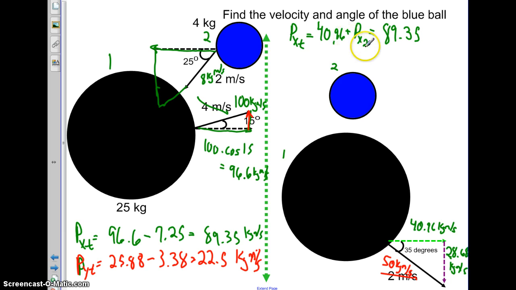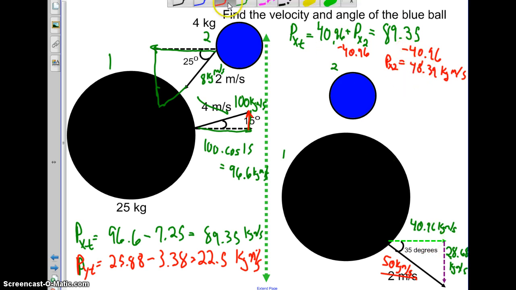And this is nice because I just have a little equation here. I just solve for px2. So I subtract 40.96 from both sides to get px2 by itself. So 89.35 minus 40.96 gives me 48.39. So px2 is equal to 48.39 kilogram meter per second. And notice that I was careful with my signs. This was positive, but the net was positive, so it must be in that direction.